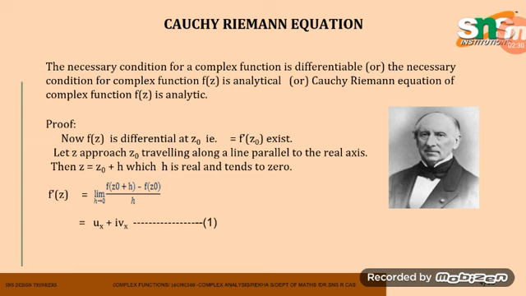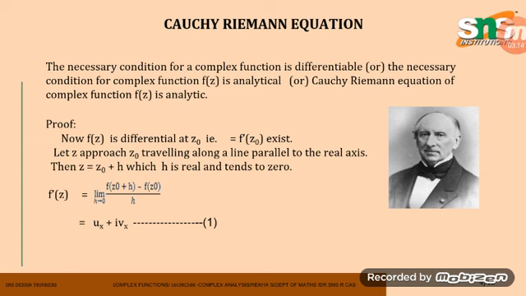Now we consider the two axes. You have the x-axis and the y-axis. The x-axis is taken as the real axis while the y-axis is taken as the imaginary axis. Let us take z approaching z0 along a path parallel to the real axis. That means z equals z0 plus h, where h is real and tends to 0. Now we apply this condition in the definition of differentiability, so f dash of z equals the limit as h tends to 0 of f of z0 plus h minus f of z0 over h.